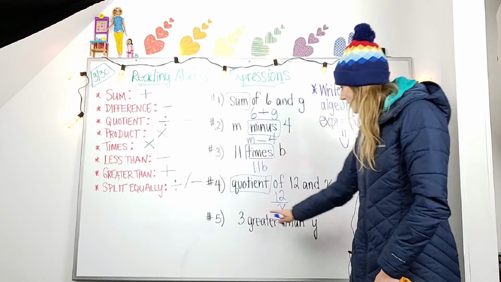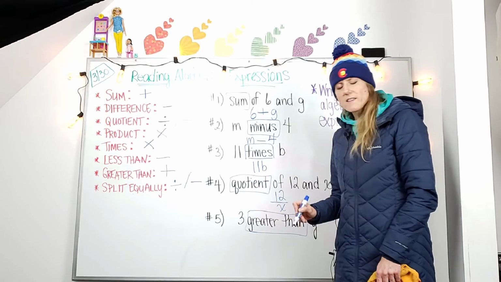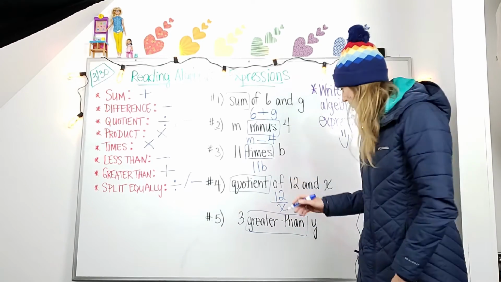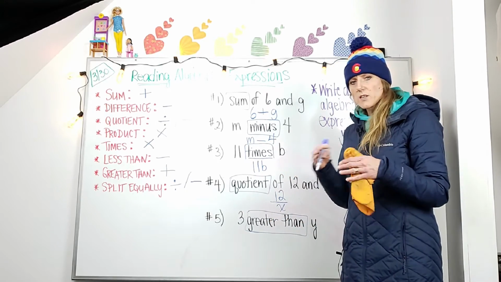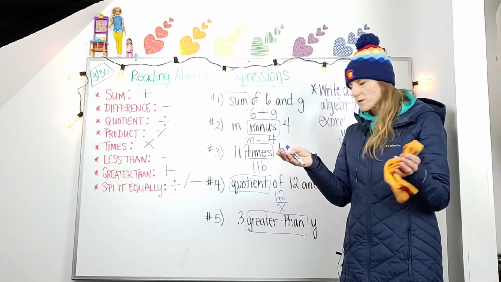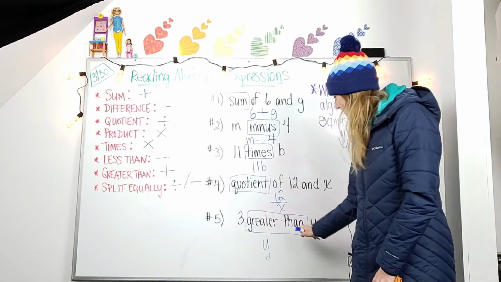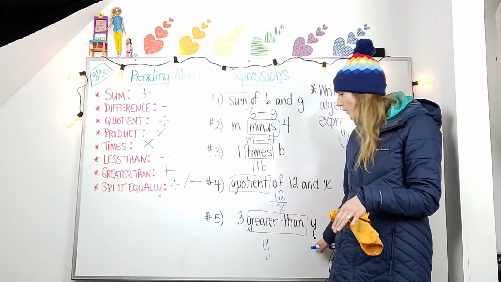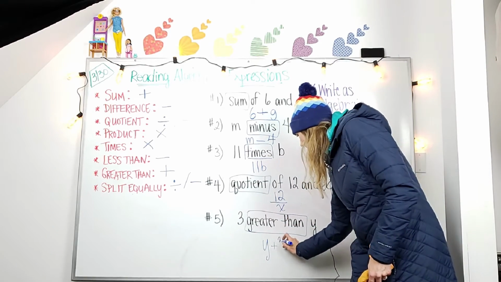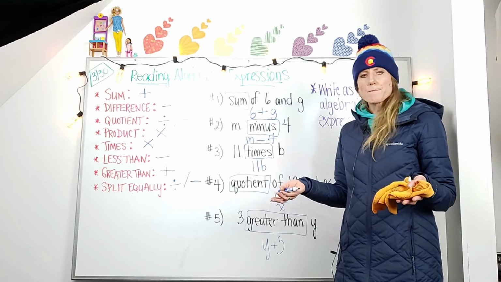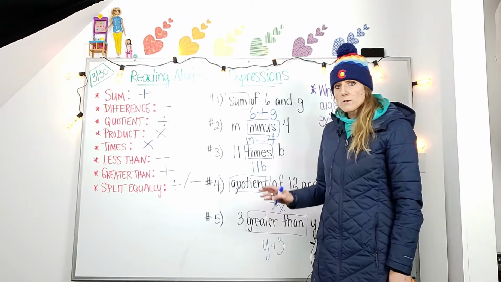Number 5, 3 greater than y. Greater than would indicate that the number is getting bigger through addition. So 3 greater than y. Now this one, again, because it's addition, can be written with the 3 and the y reversed if you would like. I like to put my variable first in cases like this because I know that the y is sort of my starting point and it says I'm going 3 greater than that. So I like to put it in that order. But again, because it's addition, it would not matter once we knew what the value of y was. All right, so those are my first 5.